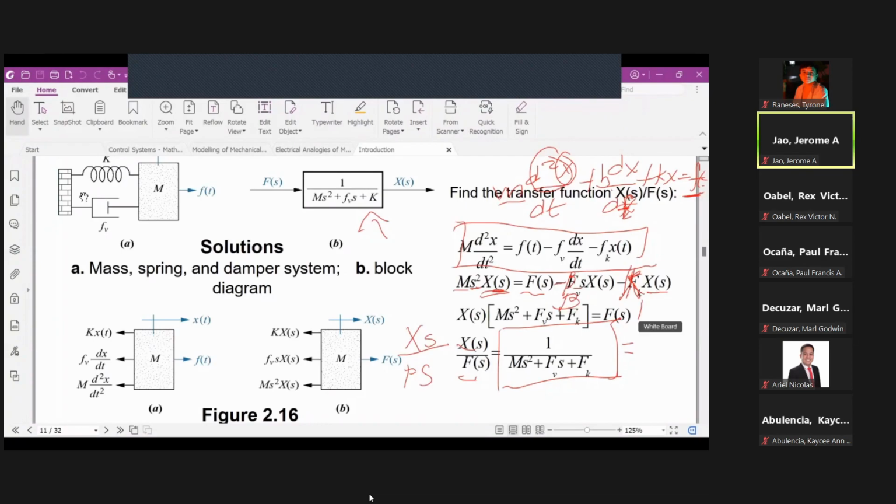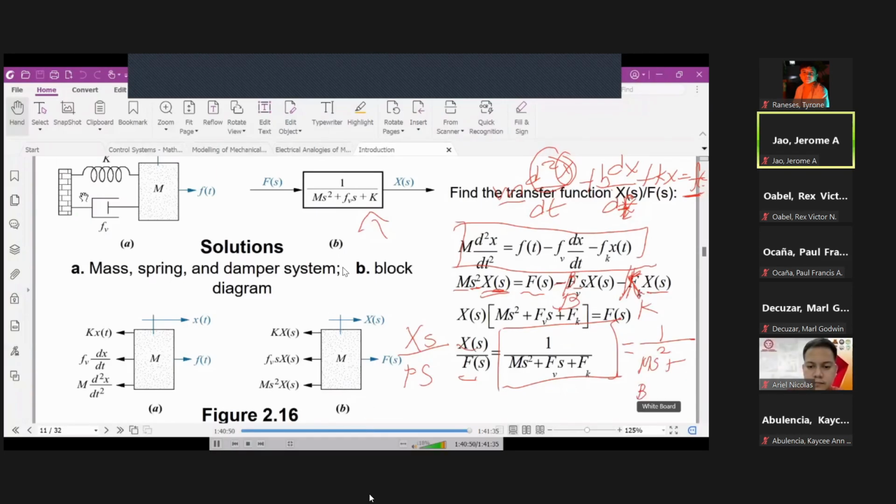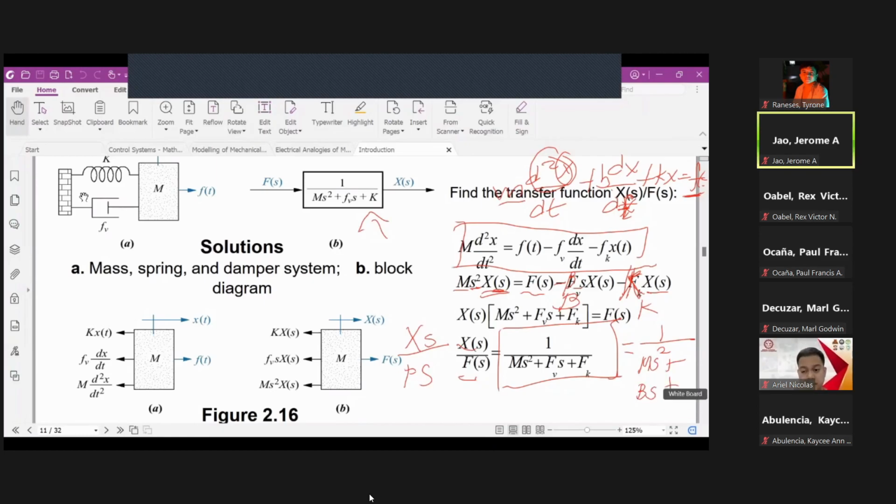Dito sa spring, ang ginagamit natin, malaking K. Therefore, mangyayari sa kanya is 1 all over what? Ms squared, tama? Plus, what? Ano to? B of S plus K. Tama ba? So, equivalent naman yan. Parehas yan.